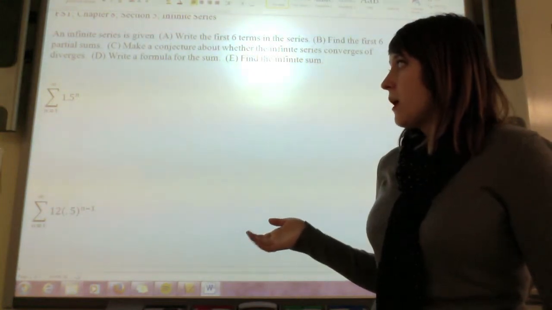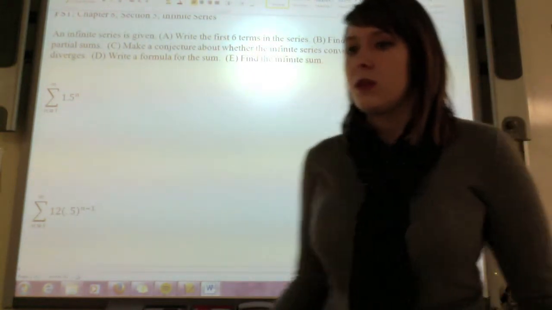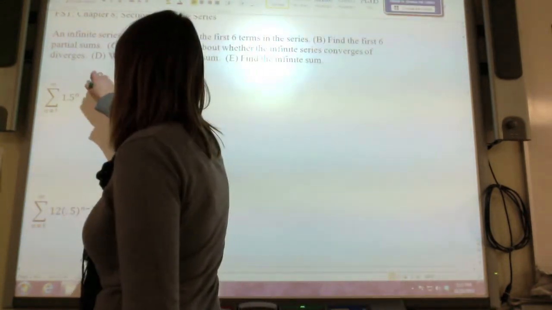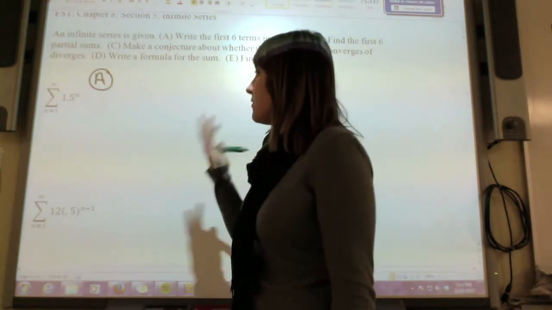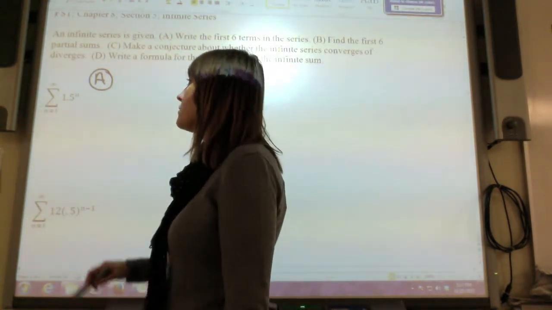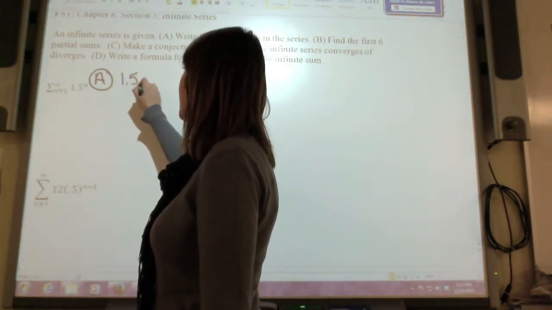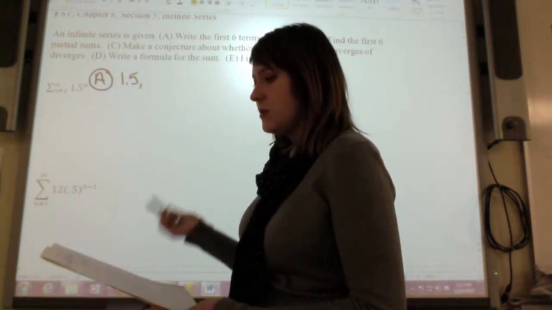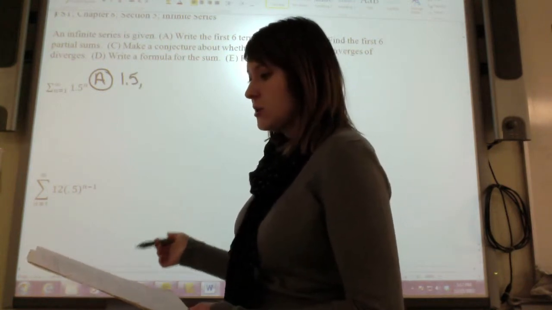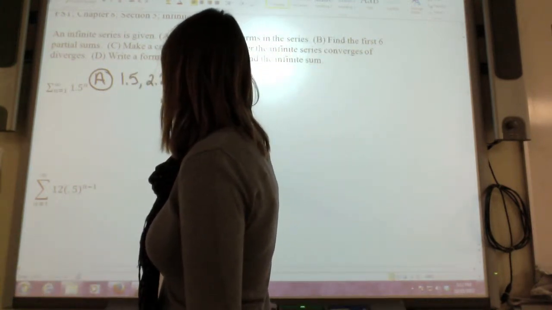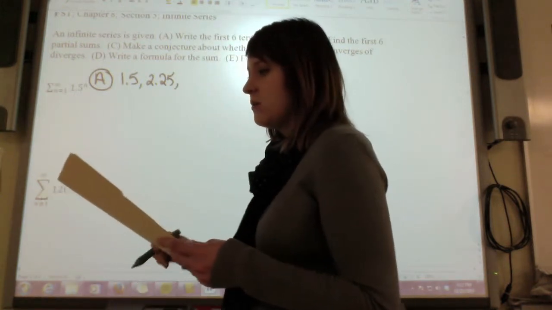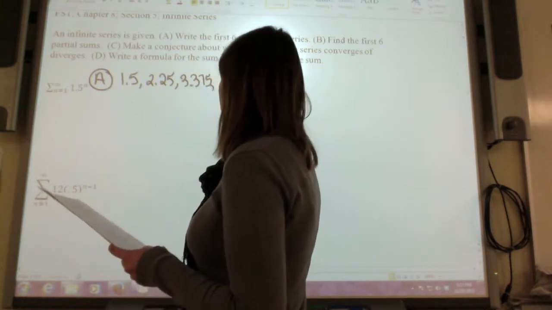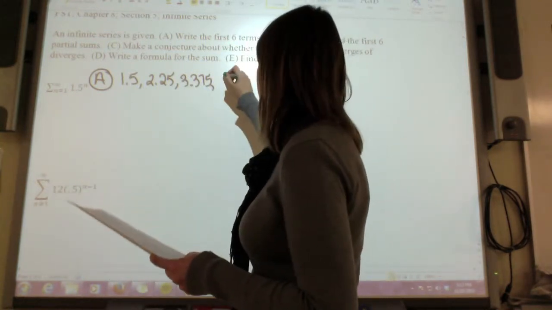For the first one, I've got the sum from n equals 1 to infinity of 1.5 to the n. To write my first 6 terms for part A, my first term is when I plug in a 1, which gives 1.5. If I plug in a 2, I have 1.5 squared, which gives 2.25. If I plug in a 3, I get 3.375. If I plug in a 4, I get 5.0625.